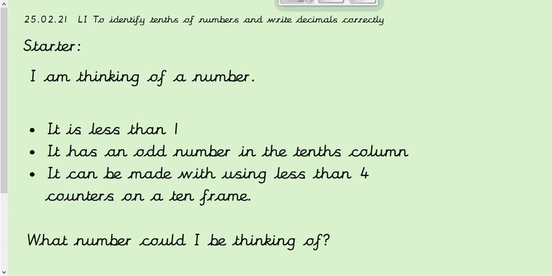Hi Year 4 and welcome to Thursday's maths lesson on decimals. If you want to, pause the video and have a go at the starter on the video, and then we'll go through it together afterwards.